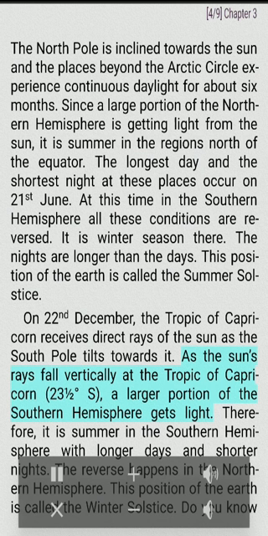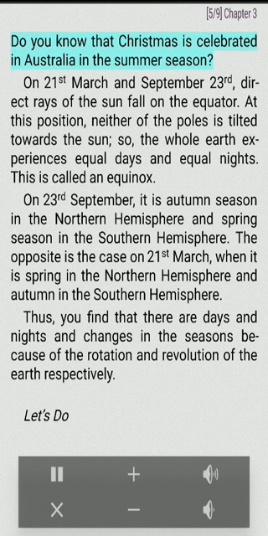As the Sun's rays fall vertically at the Tropic of Capricorn, 23.5 degrees S, a larger portion of the southern hemisphere gets light. Therefore, it is summer in the southern hemisphere with longer days and shorter nights. The reverse happens in the northern hemisphere. This position of the Earth is called the winter solstice. Do you know that Christmas is celebrated in Australia in the summer season?